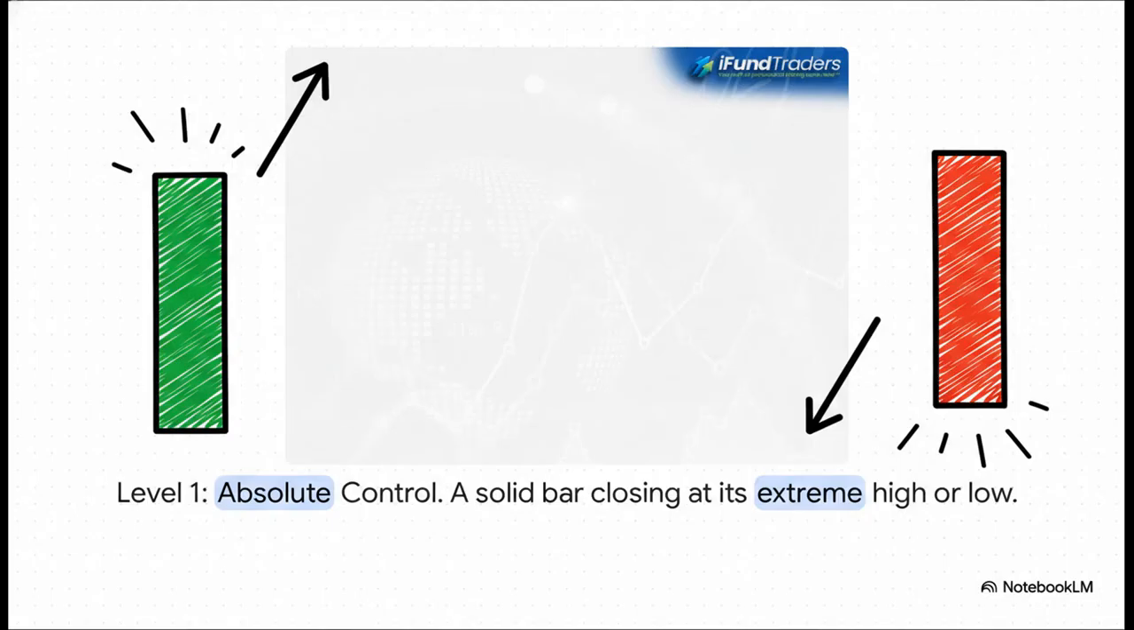All right, let's walk through the 5 levels of control, starting with the absolute strongest. Level 1, absolute control. This is a perfect victory. A solid green bar closing at its highest possible point, or a solid red one closing at its lowest. There's no fight back. Zero hesitation. This is maximum force on display.